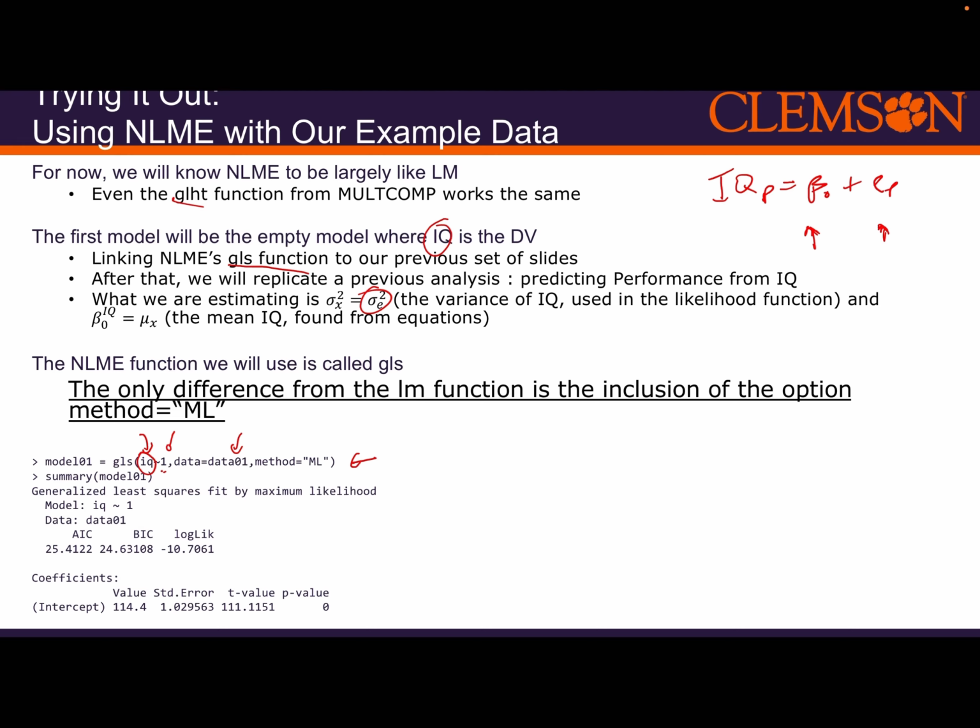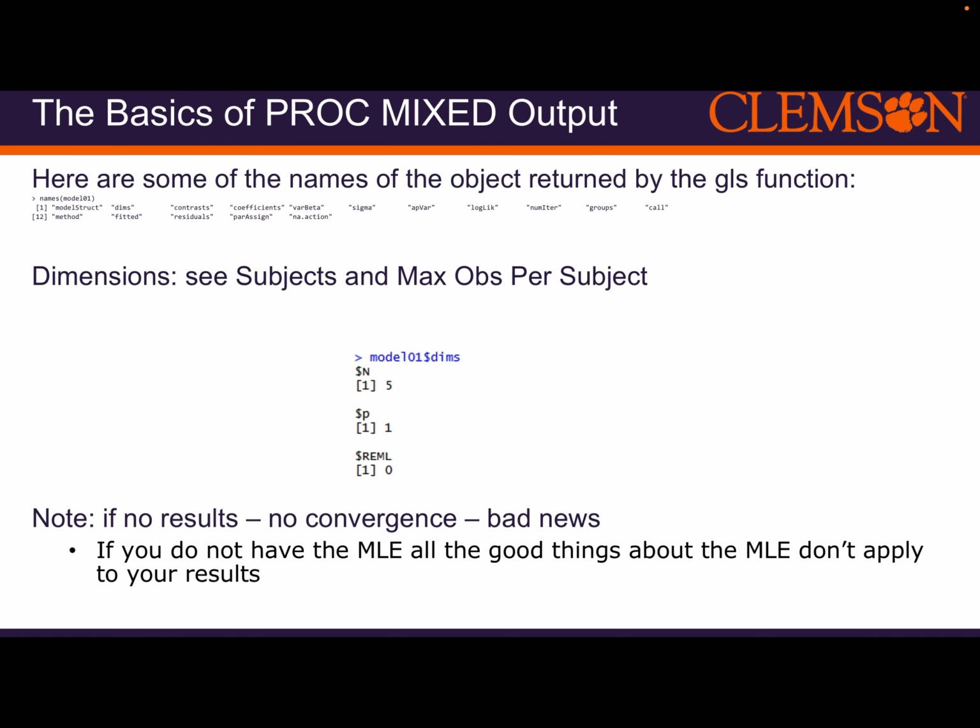So data01 should have a variable named IQ. And the only difference here is we put method equals ML, and that estimates maximum likelihood. So the summary says we're estimating by maximum likelihood. Turns out there is a log likelihood value that we see here, and it gives us 114.4 as our intercept, and we have our standard error there as well.